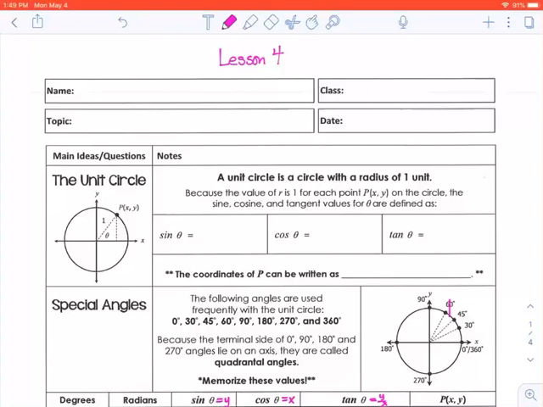Everyone, welcome back. Lesson 4, here we go. This is probably one of the most important lessons in the whole entire trig unit, so pay attention, and come to my office hours for questions, okay?